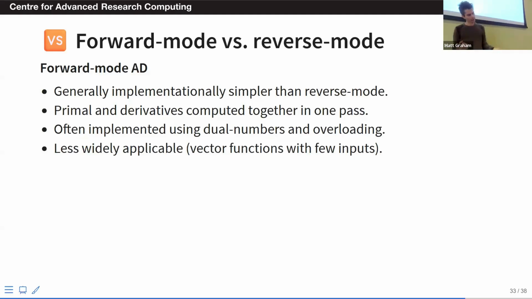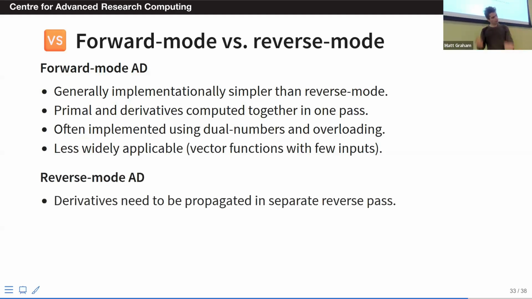The flip side, while it's more implementationally simple, is that forward mode is in some ways the less useful of the two modes, because by far the most common case is that we're working with a scalar valued function of multiple inputs and want to compute a gradient of that. While forward mode is most efficient in the case where we have a multi-valued function with only a few inputs, because it scales in the number of outputs in terms of computational cost.